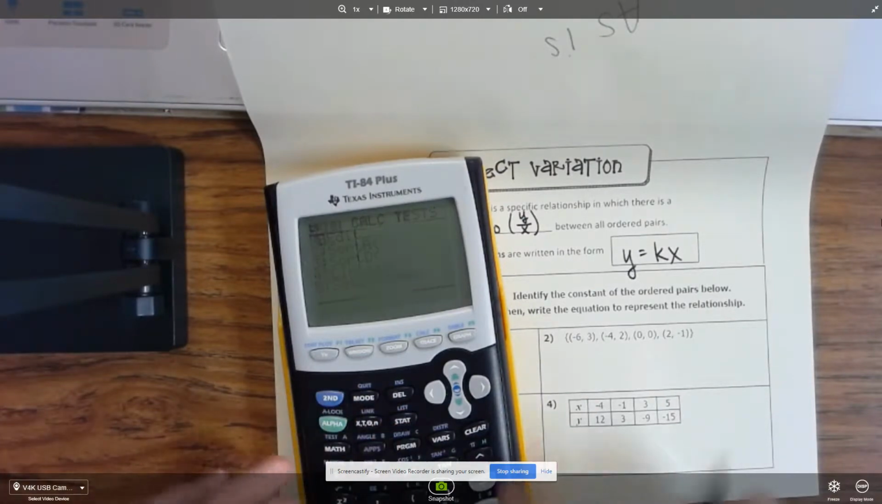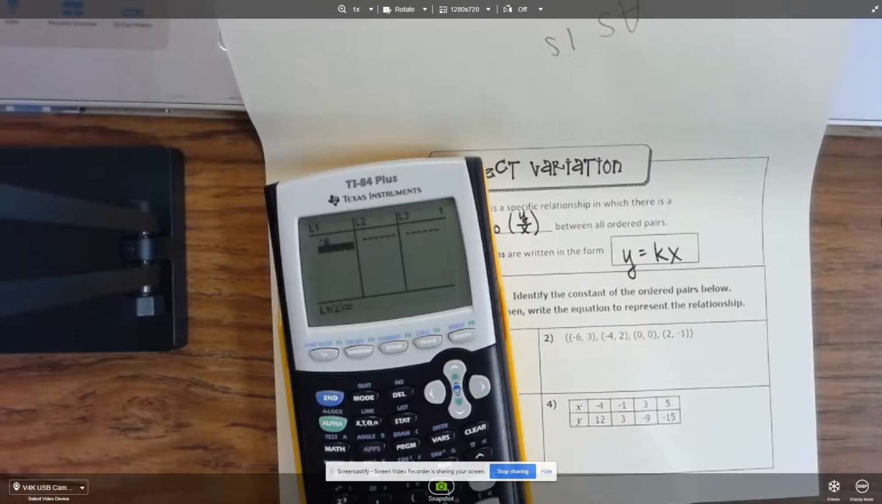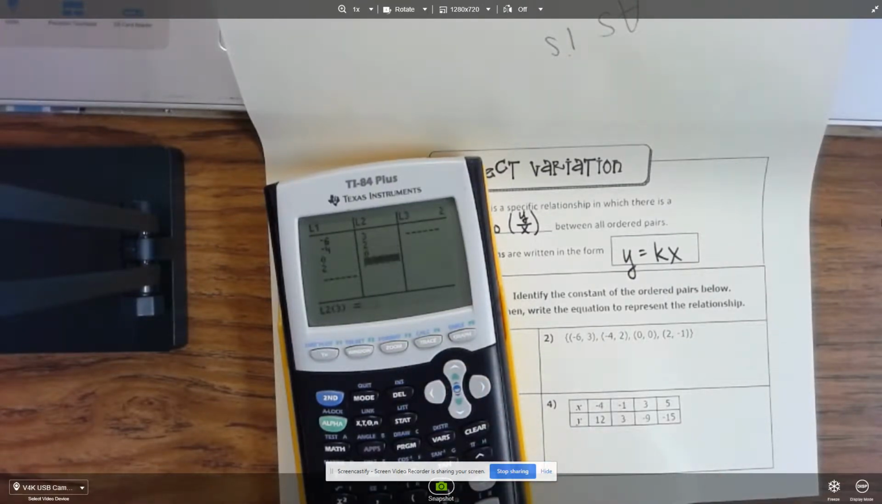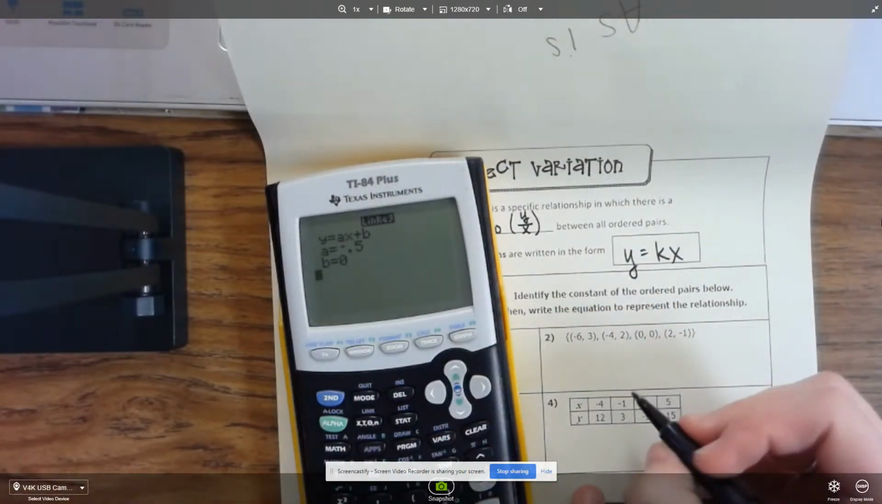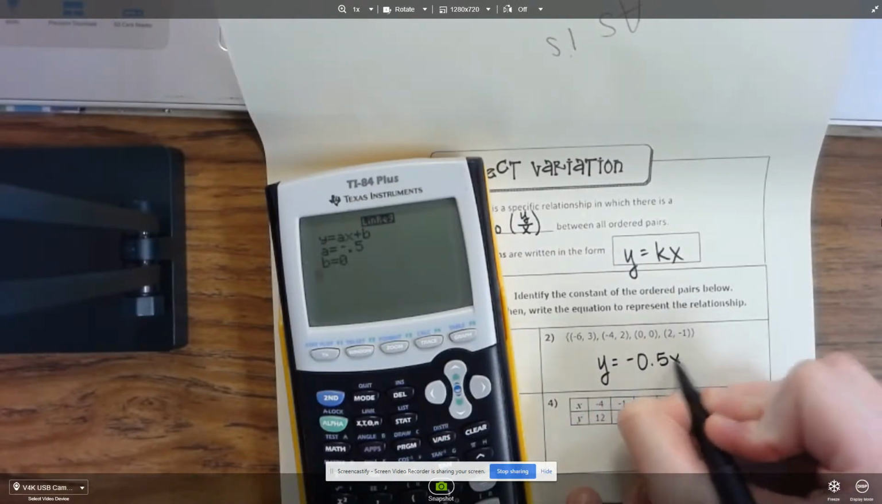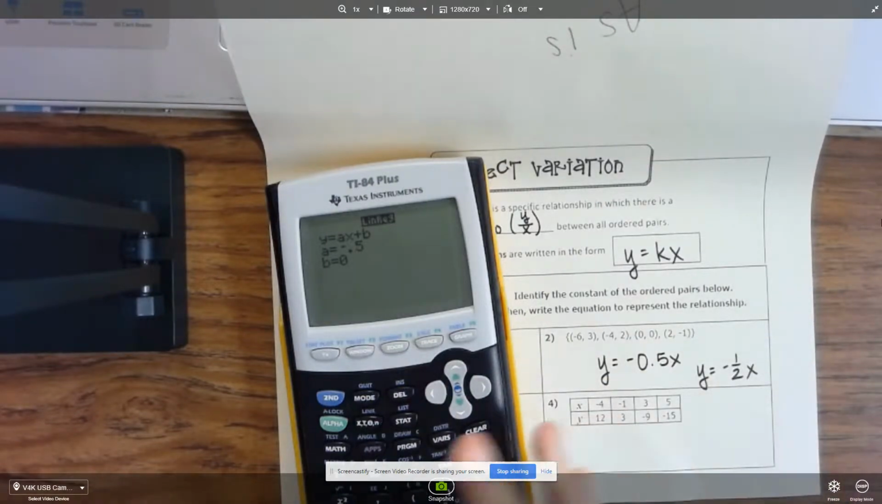For the next one, we can stick it in. And this time we get a negative 0.5 and a 0. You can also write this as a fraction. That would be negative 1/2 x.